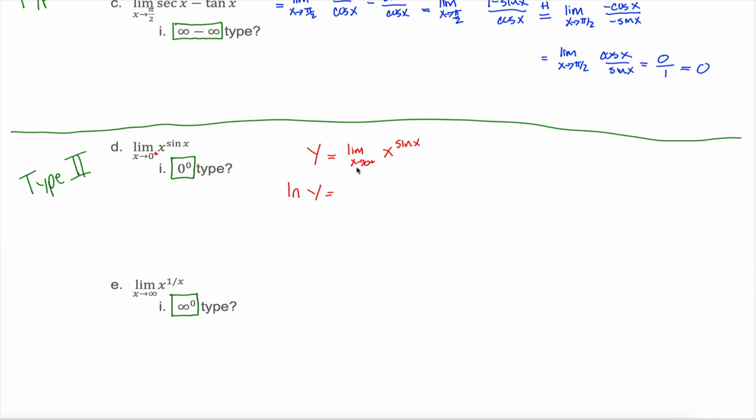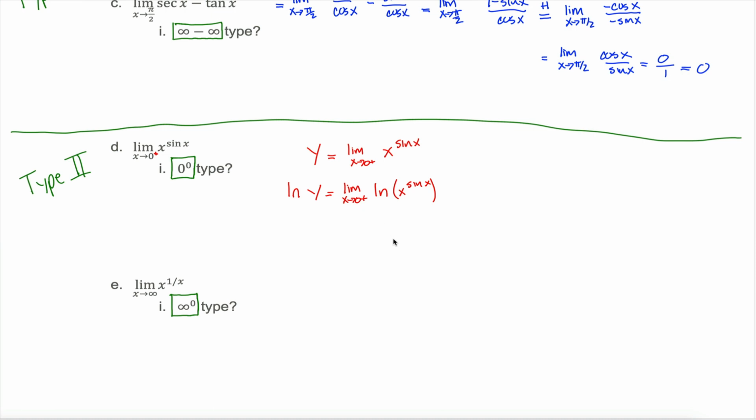So if y is equal to the limit as x approaches 0 from the positive side of x to the sine of x power, then the natural log of y is equal to the natural log of the limit as x approaches 0 from the positive side of x raised up to the sine of x power. And thanks to some limit laws, you can interchange the natural log and the limit. The natural log of the limit of something is the same as the limit of the natural log of something. So I can write the natural log inside here.